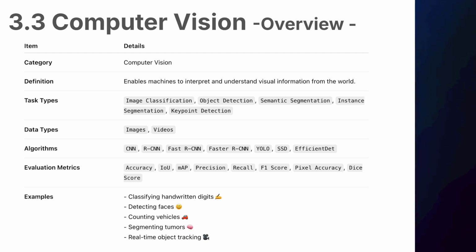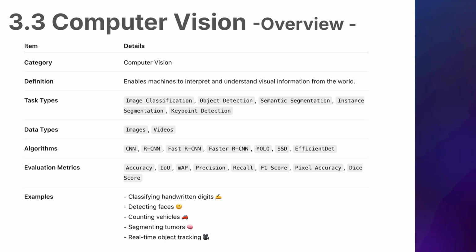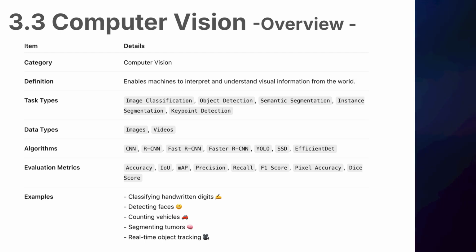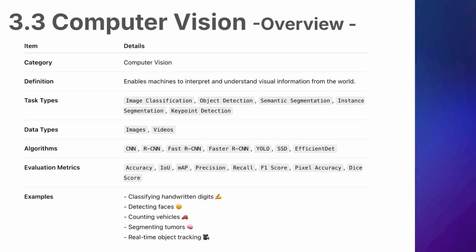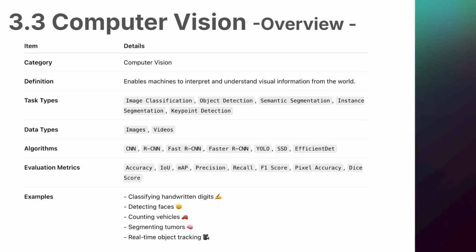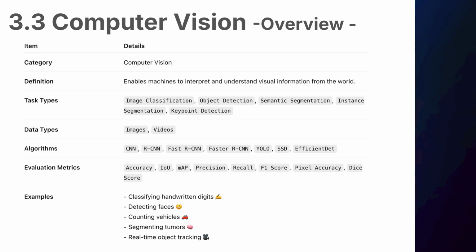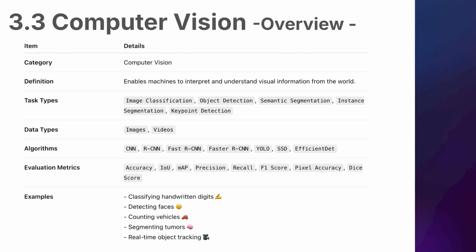To evaluate model performance, various metrics are used. Accuracy is the overall correctness of predictions. IOU, intersection over union, measures the overlap between predicted and actual bounding boxes. Mean average precision is a standard metric for object detection quality. Precision, recall, F1 score are especially useful in detection and classification tasks. Pixel accuracy, dice score, used in segmentation tasks to assess how well pixel-level predictions match ground truth.